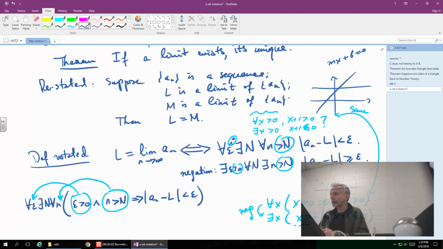Okay, let's look at the negation. That's why I brought it up. We negated the right-hand side, but what is the meaning of the negation in terms of L and the limit? If L is the limit of a_n, then this is the long statement. Now we took the negation of the long statement. And now if I go back, how would I describe it in terms of L?